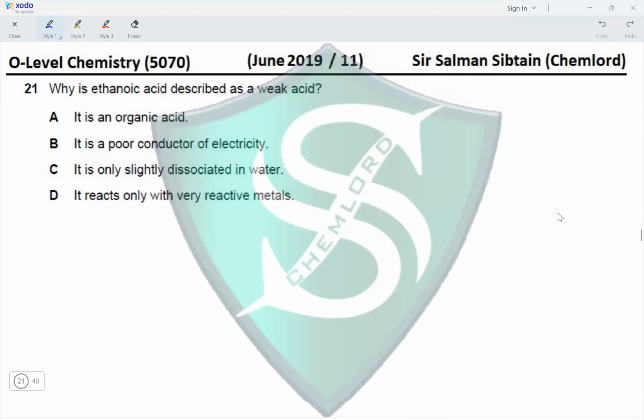Hi guys, this is O-Level Chemistry, paper 11, June 2019, question 21. Why is ethanoic acid described as a weak acid? It is an organic acid?